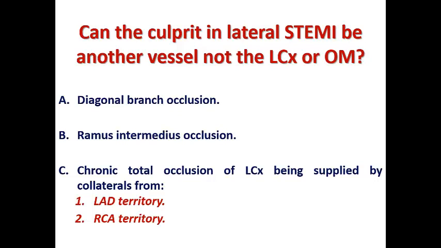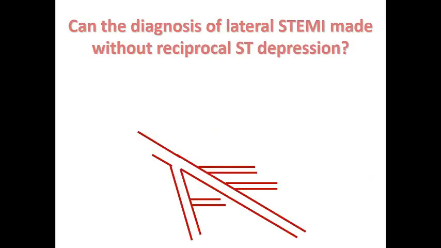So of course, in this case, the LAD or the RCA can be the culprit giving retrograde supply to the LCX. So the LCX here is a chronic total occlusion, not the culprit vessel, and we mentioned this example before.